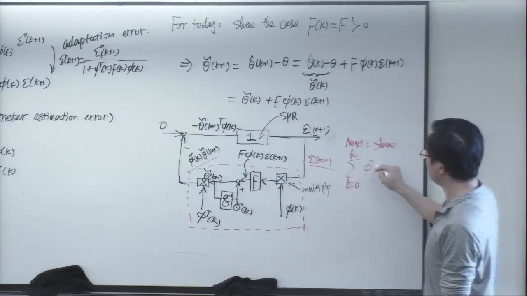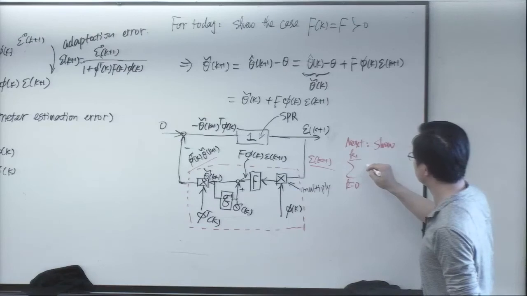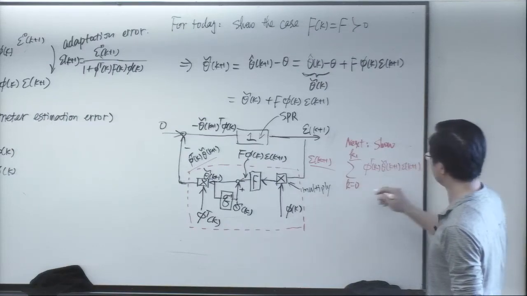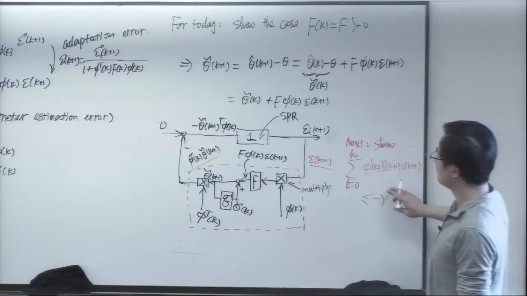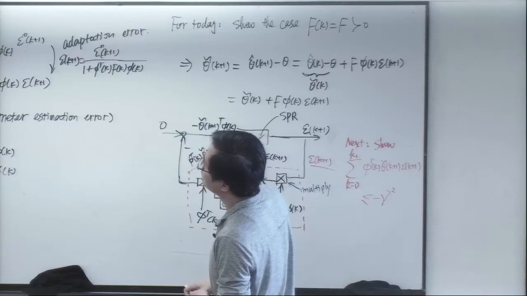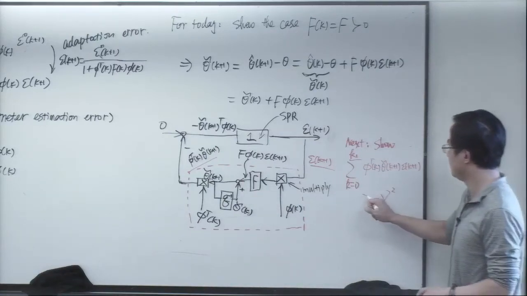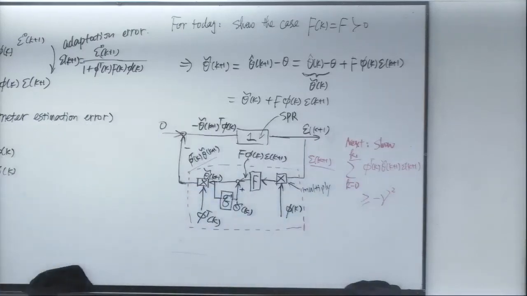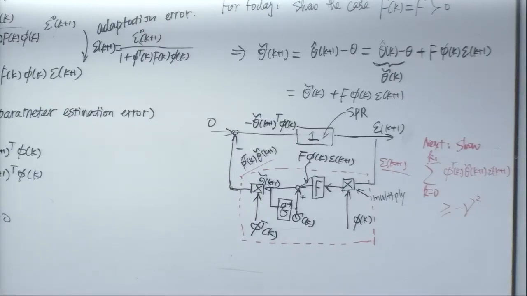Output, okay, is going to be lower bounded by some negative number. Let's take a look at that.